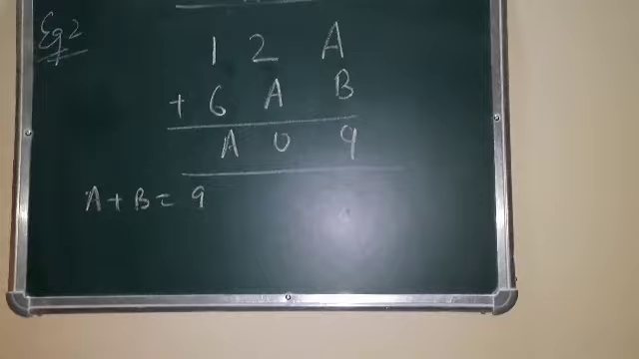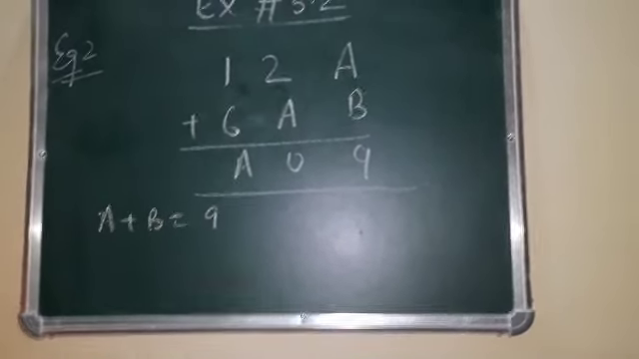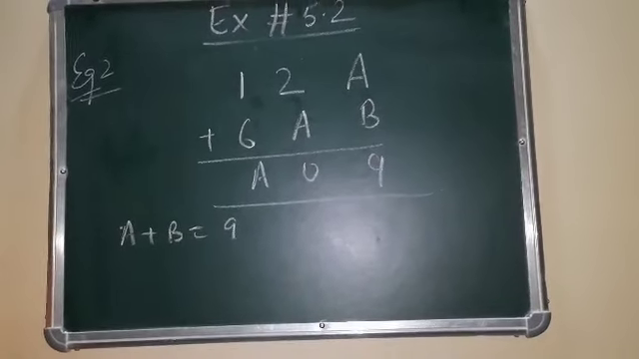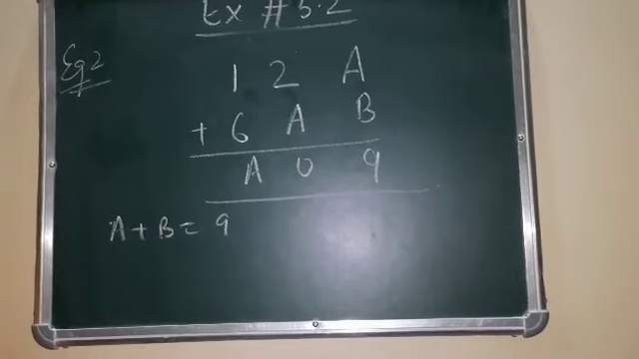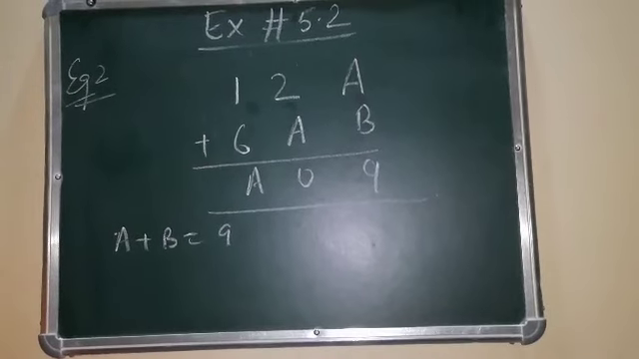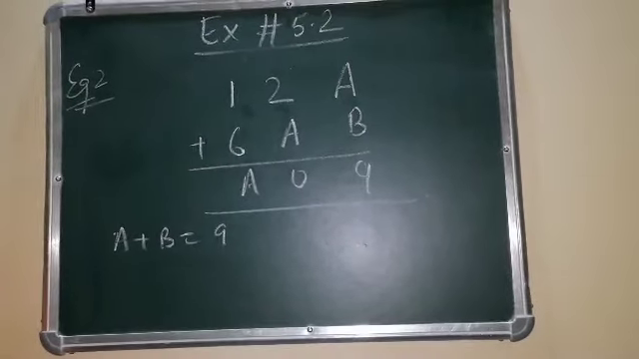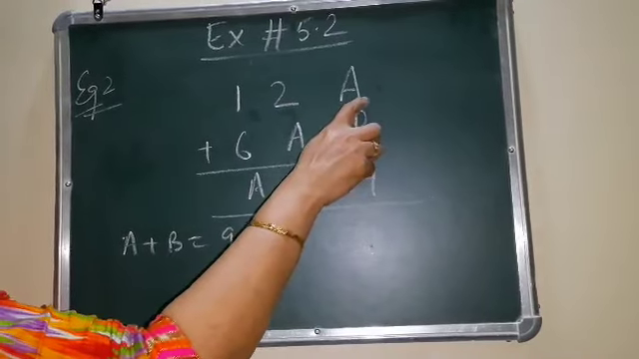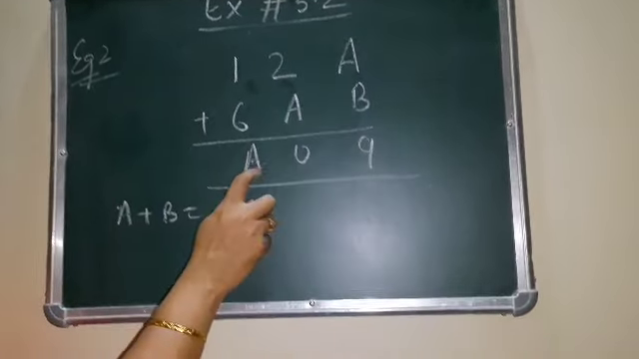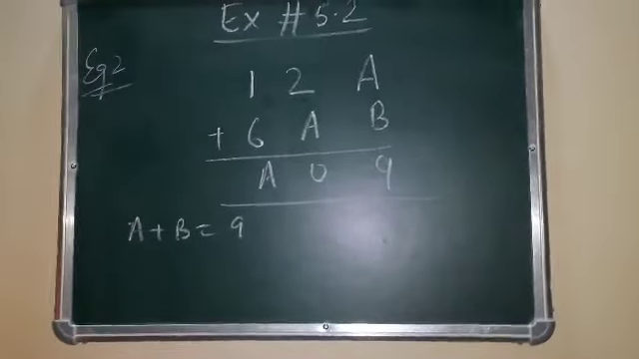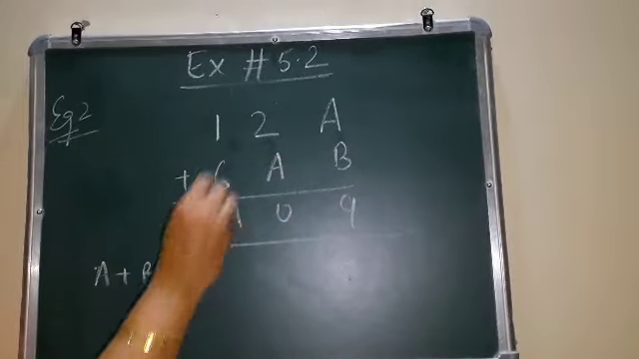Now, there can be many combinations. 2 plus 7 is 9, 1 plus 8 is 9, 3 plus 6 is 9, 4 plus 5 is 9. So many combinations are there. But what you have to see here is that whatever number you put here, the same number is to be put here as well as here also, because all are A. So we'll look for the other option.